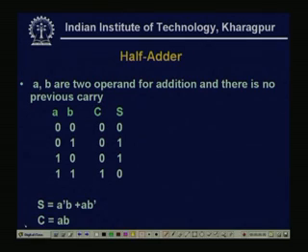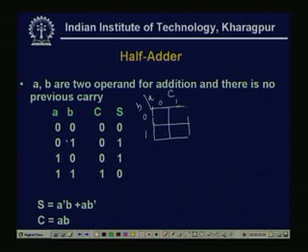Say for the carry, there are two inputs, A and B. So this is my map for the carry, with 0 1 and 0 1. For 0 0 the carry is 0, for 0 1 the carry is 0, for 1 0 the carry is 0, and for 1 1 the carry is 1. So only C equal to AB realizes it.